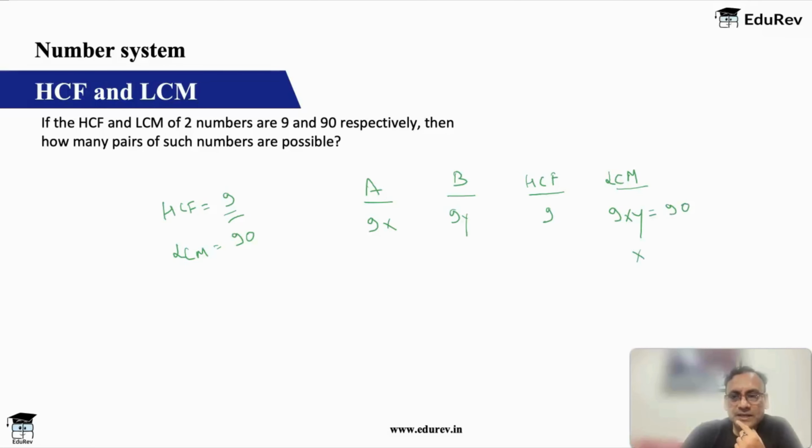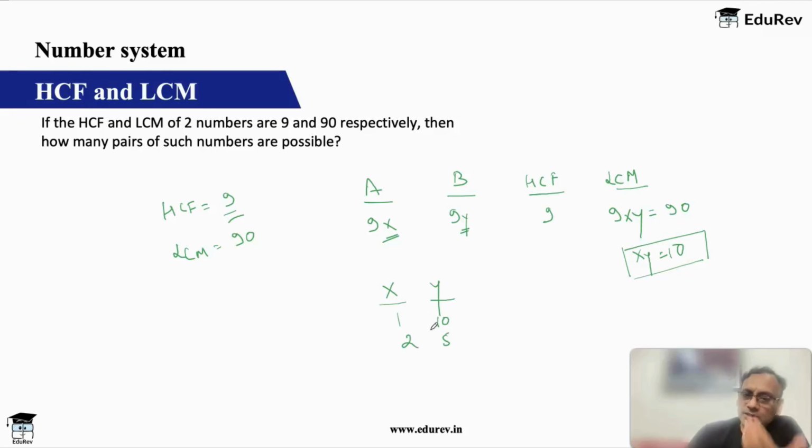That means xy is 10. One important part, second very important part also, that x and y are going to be co-prime. x and y can't have anything common, because if there was anything common, then that would have gone in the HCF. So the only common part was 9. x and y are co-prime. So for x and y to be co-prime and the product to be equal to 10, what combinations are possible? It can be 1 and 10, or it can be 2 and 5. Right? So these are the two pairs.